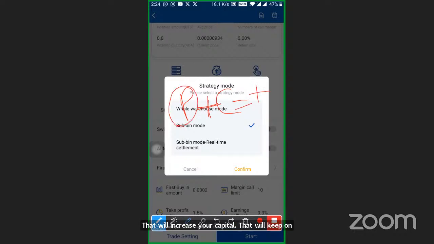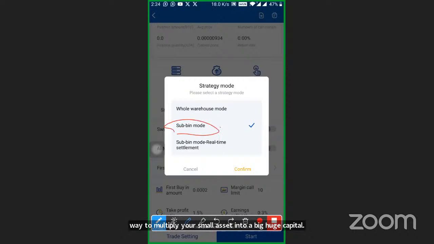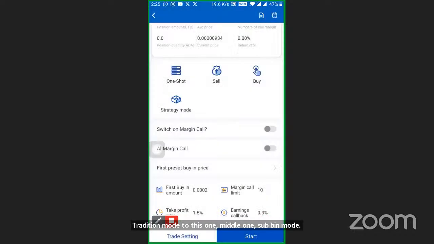So every time you make a profit, say for 1 month, maybe you earn 20 times in a month, or 40 times in a month, or 50 times in a month, every profit that you make, you want to reinvest inside your capital to make your capital bigger and bigger. So next time the robot is trading, it will trade on bigger capital. Every next time it will trade on bigger capital. So this is how you compound, and compounding is the best way to multiply your small asset into a huge capital. So never forget, before you start this trade, change the sub-bin strategy mode to this one, the middle one, sub-bin mode. Then you confirm, and then you start the trade.